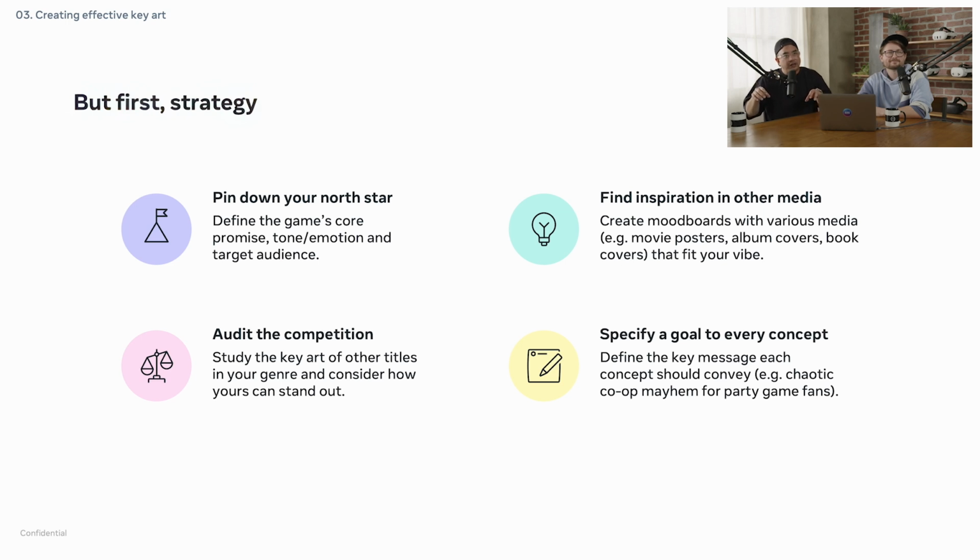And also be sure to set a goal for each concept. So, for example, Direction A highlights a godlike creature power for city building fans, and Direction B spotlights chaotic co-op mayhem for party gamers. A clear goal lets you test variants later instead of debating taste now. So you're no longer guessing. You're designing key art that's laser aligned with your brand, differentiated in store, and ready to hook the exact players that you want.